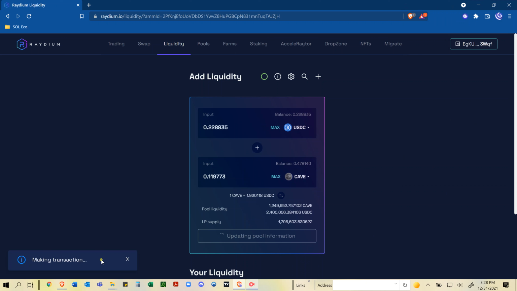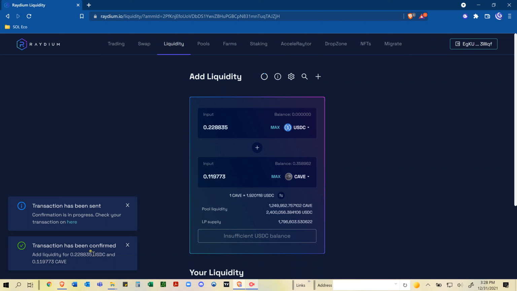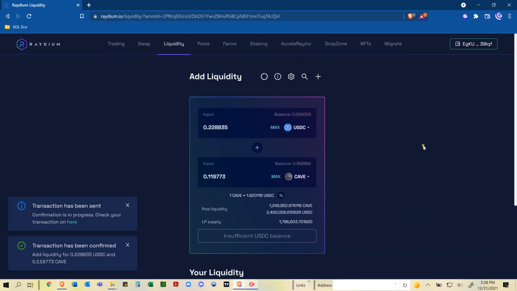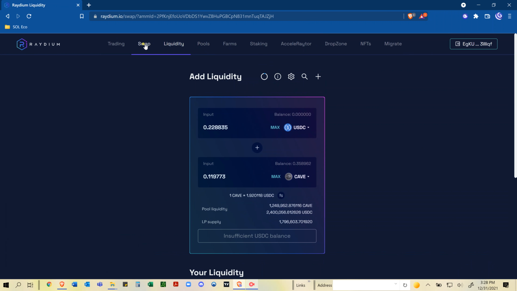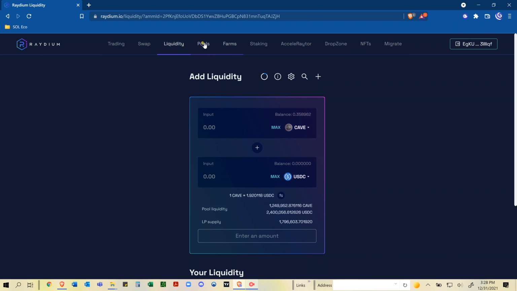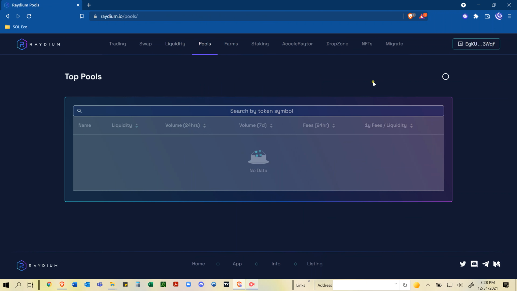And again, it'll give you a little update here while it's making the transaction. Confirmed. So now we're good. And you can actually see your LP tokens down here once it's completed up there. So again, there's the swap, liquidity, there's all the top pools and what they're paying, the interest and all that.